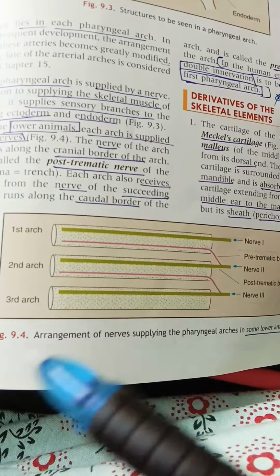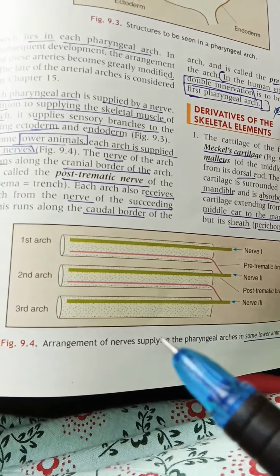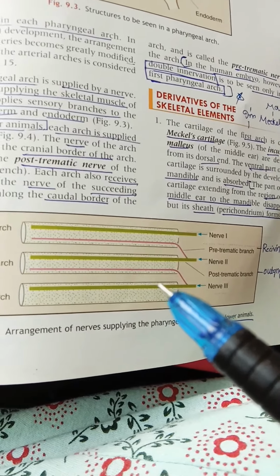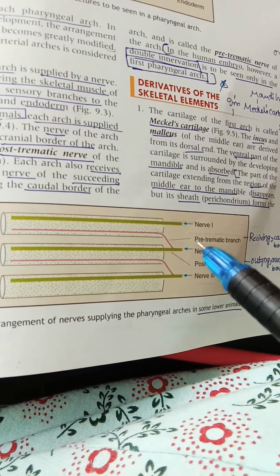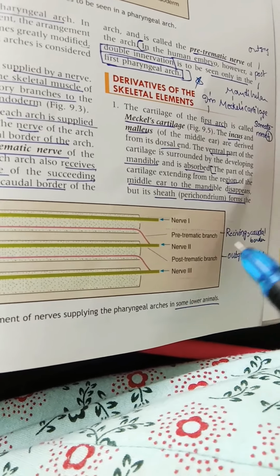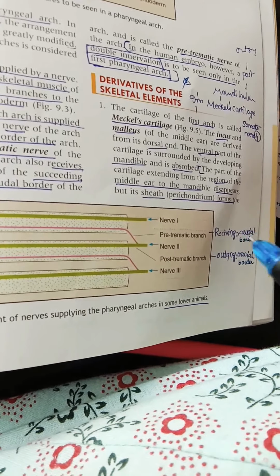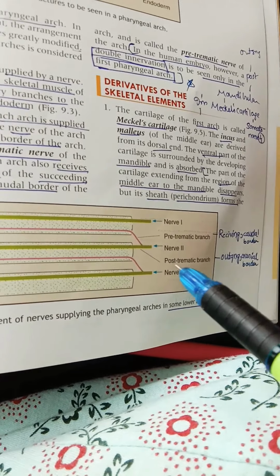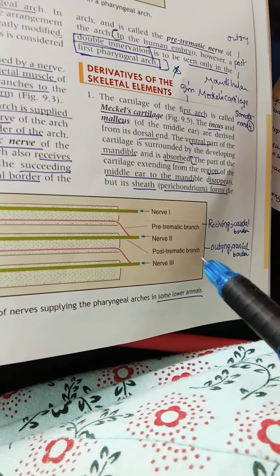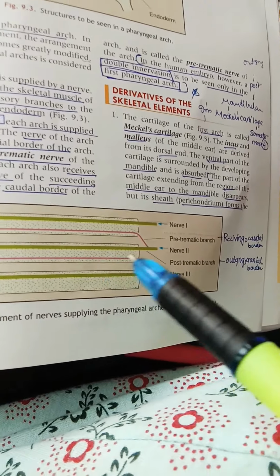You can see this is not in humans, this is in some lower animals where they're having two branches, double innervation, like they're having a pre-trematic branch and a post-trematic branch. And this pre-trematic branch is receiving and it is in a caudal border. And this post-trematic branch, this green one, you can see this is the outgoing and it's cranial. It is present in the cranial border.